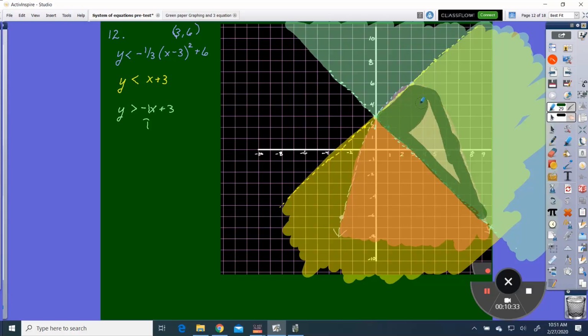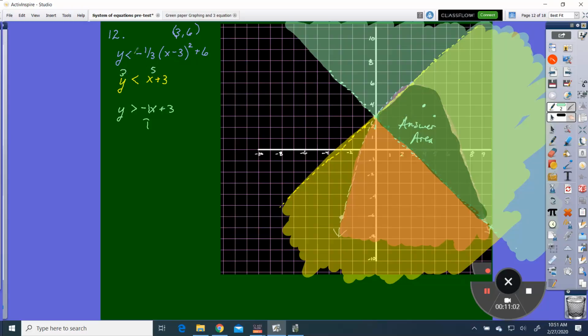So that's your answer, is this area right here. That's where all of them intersect. So this is your answer area. Any point inside of here, if I plugged it into these, would make this equation where y is bigger, this equation y would be less than, this equation y would be less than. So any point in here, if I plug that in for all of them, 4, 4, or 5, 3, that would work for all of these.